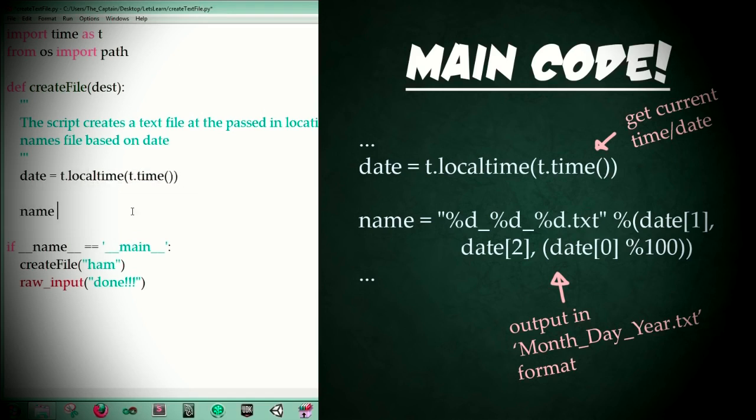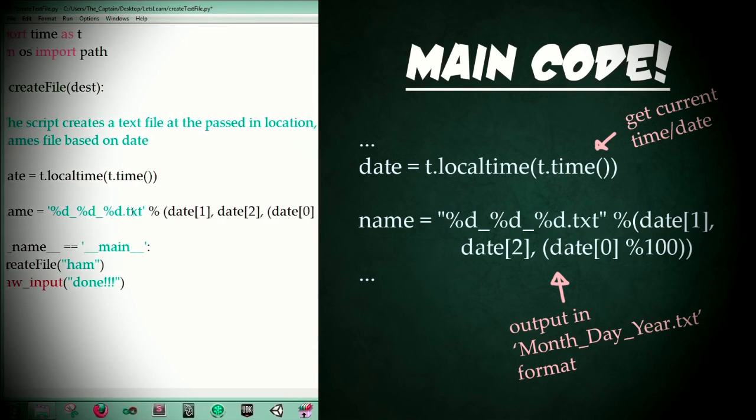Next, we're going to type in name is equal to, single quote, %d, underscore %d, and then a third time, %d dot txt, end quote. Then we're going to type in percent sign, then parentheses, date[1], comma, date[2], comma, and for a third one, date[0], close parentheses, percent sign, 100, close, and we're good.